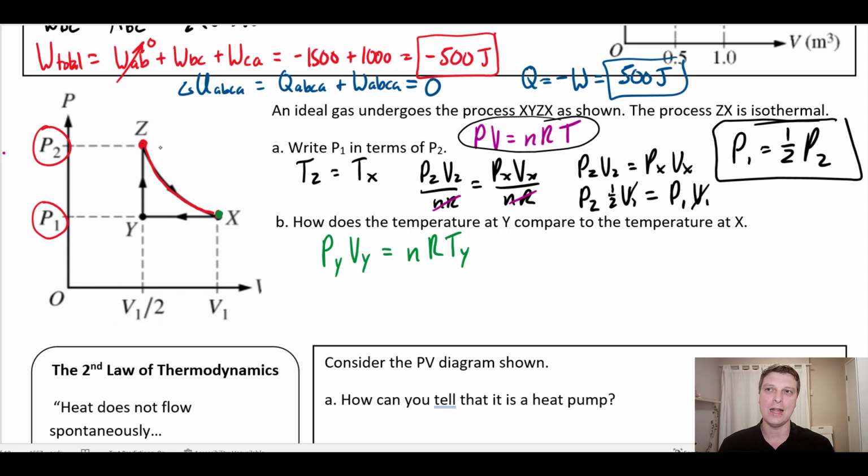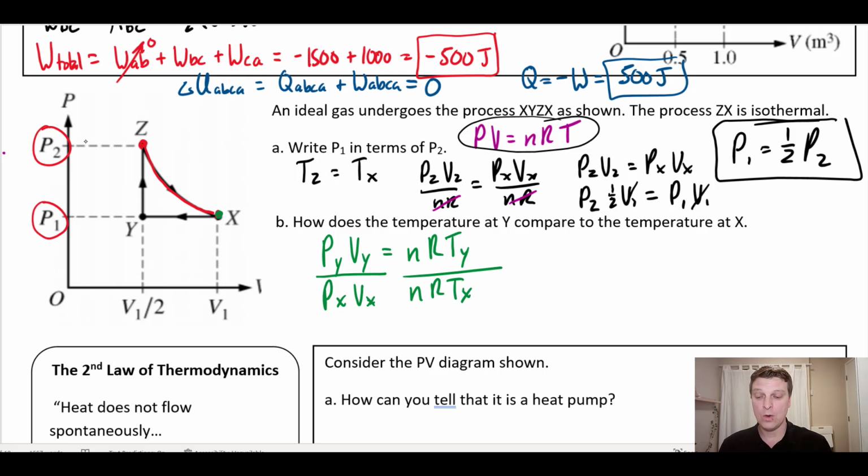I'm going to divide both sides of that equation by the same thing. But what I'm going to divide it by is my formula for X. So I'm going to say PX VX, and divide this side by nRTX. Now that might seem like a strange thing to do, but recognize that since those are both equations, I can divide them by each other, and I don't break any rules here because I'm dividing both sides of my equation by the same thing.